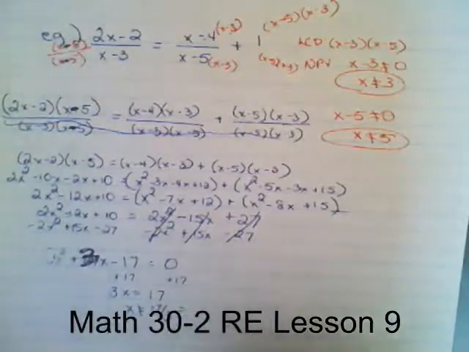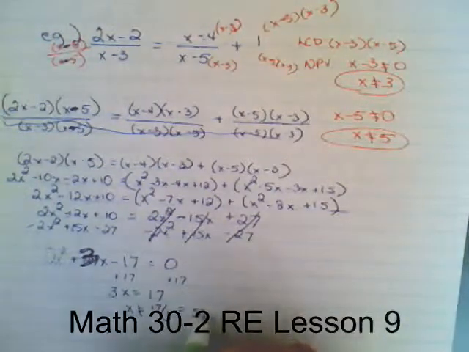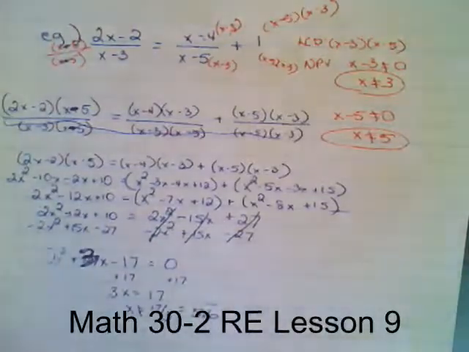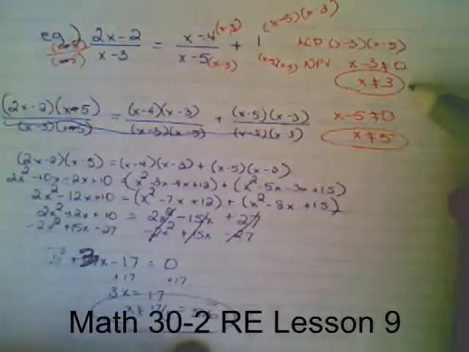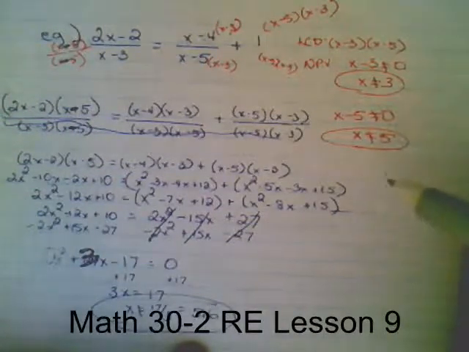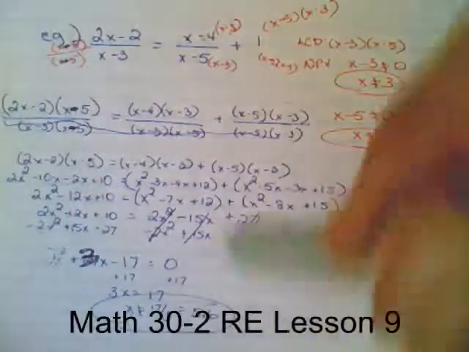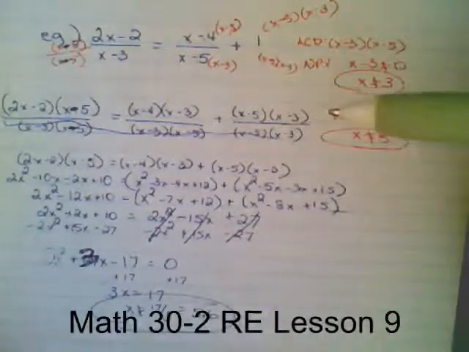I'm going to get x is 17 thirds, which is, I'm stuck for numbers, 5.6 repeating. Okay, so I end up there, and that's what I get. 5.6 repeating. I look at that. Is that a non-permissible value? The answer is no. So that would be my solution, provided I've done my math right.